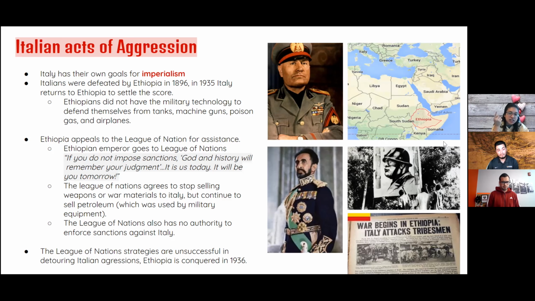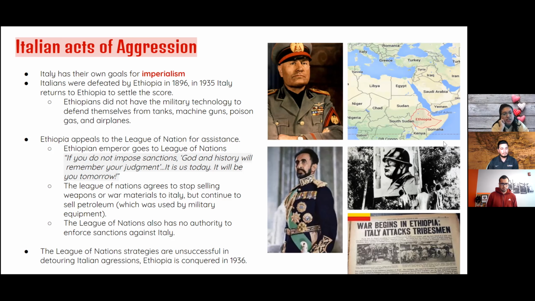Unfortunately, the League of Nations agrees to stop selling weapons or war materials to Italy, but they do continue to sell petroleum or gas, which was used by military equipment. So again, you see that gas and oil are very important during wartime. We know that they imposed sanctions on Japan earlier, but they don't impose oil sanctions on Italy. That means that Italy is able to use those tanks and airplanes as they enter into Ethiopia.